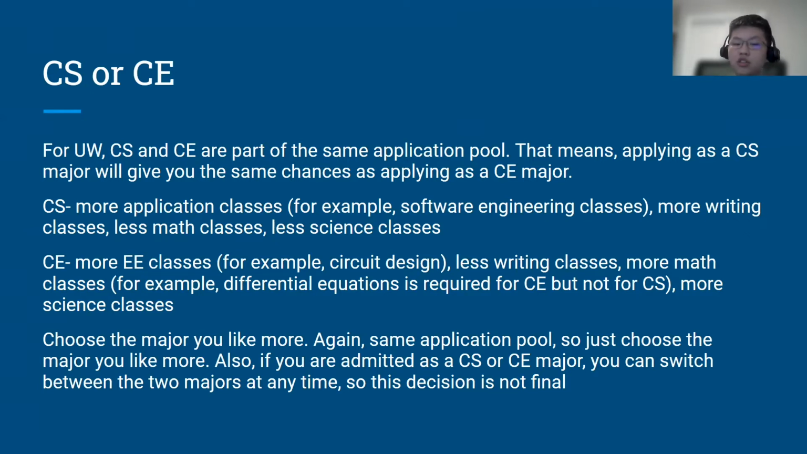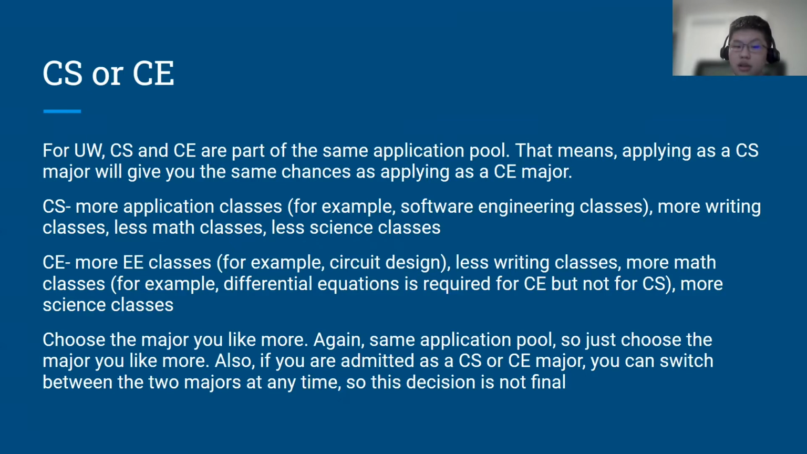But on the contrary, with computer engineering, there's much more math requirements and science requirements. For example, physics, the entire physics series is a requirement. Differential equations is required. And I think the main difference between CE and CS is CE has more EE classes. For example, circuit design.